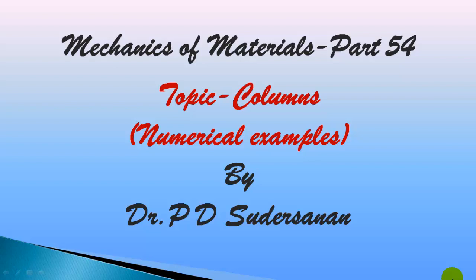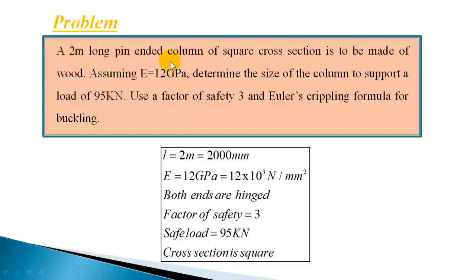In today's class, I will work out some more numerical examples on columns. Let us start with the first example. A 2-meter long pin-ended column of square cross-section is to be made of wood. Assuming E is equal to 12 gigapascal, determine the size of the column to support a load of 95 kilonewton. Use a factor of safety 3 and Euler's crippling formula for buckling.